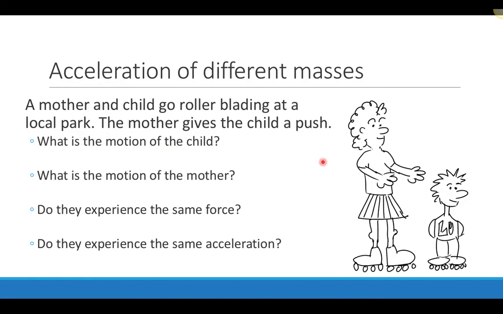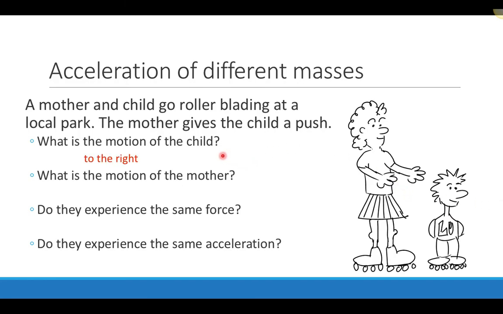All right, so here we have another example where we have different masses. I have a mother and her child, who's wearing an LU shirt, Longwood. They're both at a local park and they're going rollerblading. The mother gives the child a push. So she pushes the child to the right. What is the motion of the child?